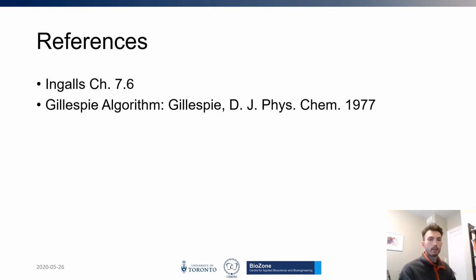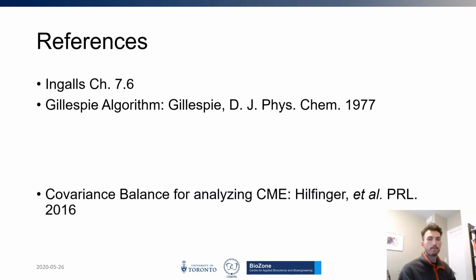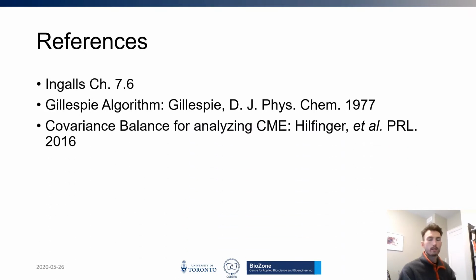I'll be introducing Gillespie's stochastic simulation algorithm, and for that I reference Dan Gillespie's 1977 paper published in the Journal of Physical Chemistry. I'll also be discussing ways to analytically study the chemical master equation. For this, I reference Andreas Hilfinger et al., published in Physical Review Letters in 2016.